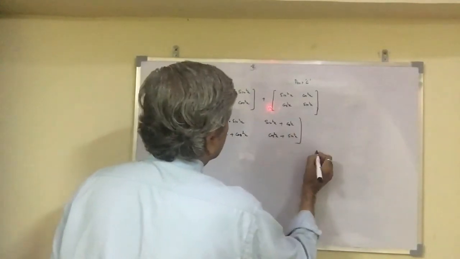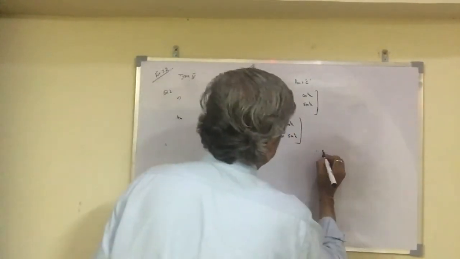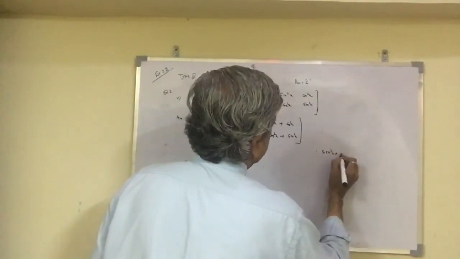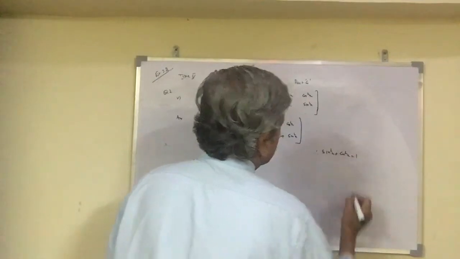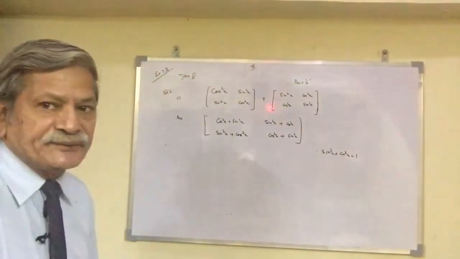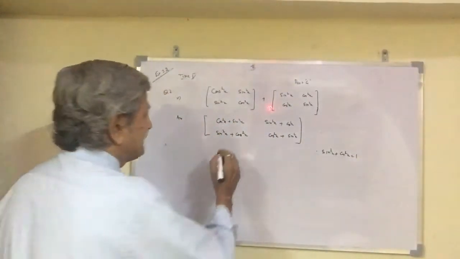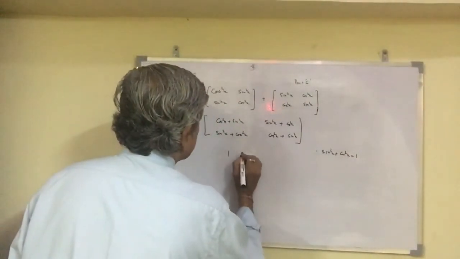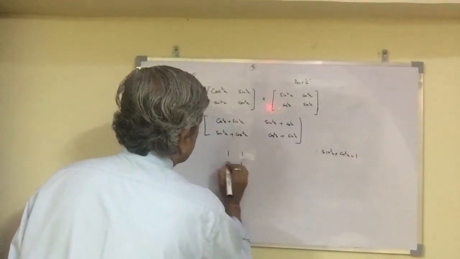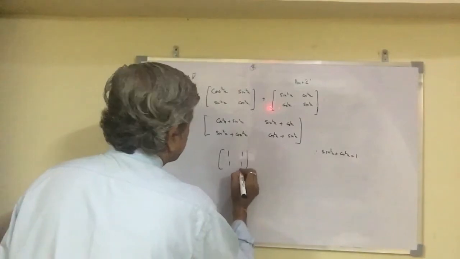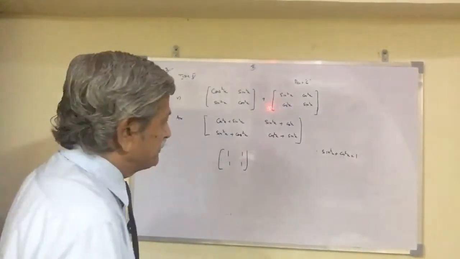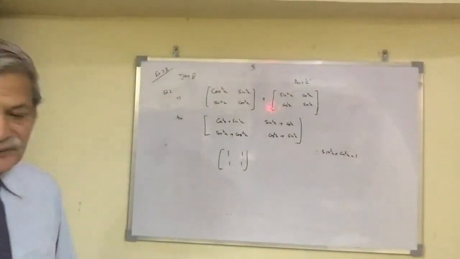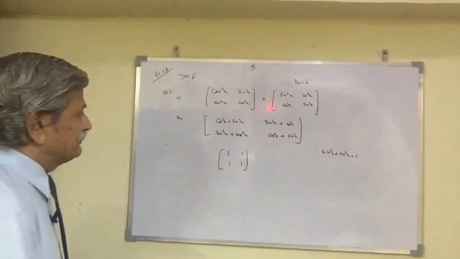Now you know, because sin square x plus cos square x is equal to 1, which you have read in class 10th, by this way this matrix gives you 1 1 and 1 1 as your answer. So this is a very simple question. Even though I want to give you the indications, I will just describe it on the blackboard.